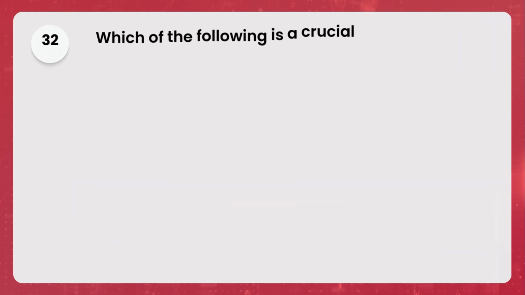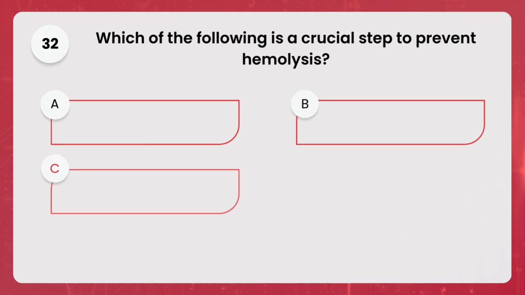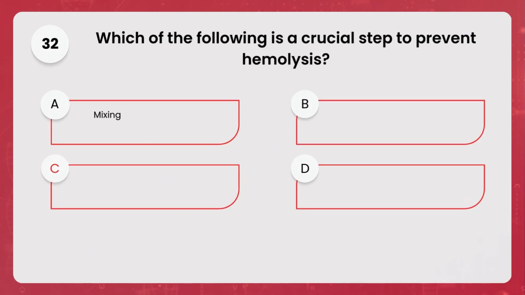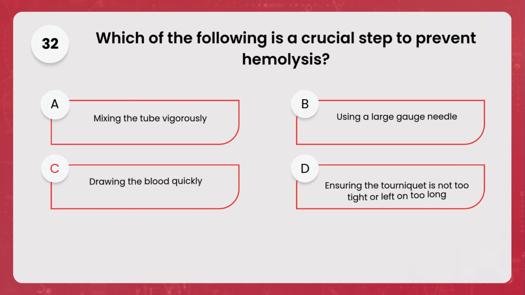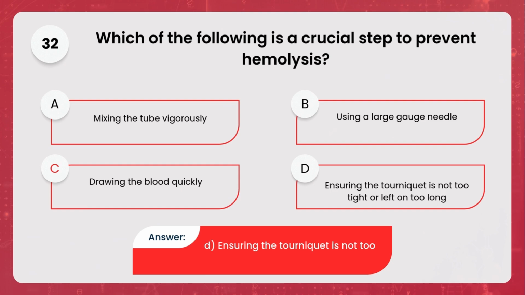Number 32. Which of the following is a crucial step to prevent hemolysis? A, mixing the tube vigorously. B, using a large gauge needle. C, drawing the blood quickly. Or D, ensuring the tourniquet is not too tight or left on too long? The answer is D, ensuring the tourniquet is not too tight or left on too long.